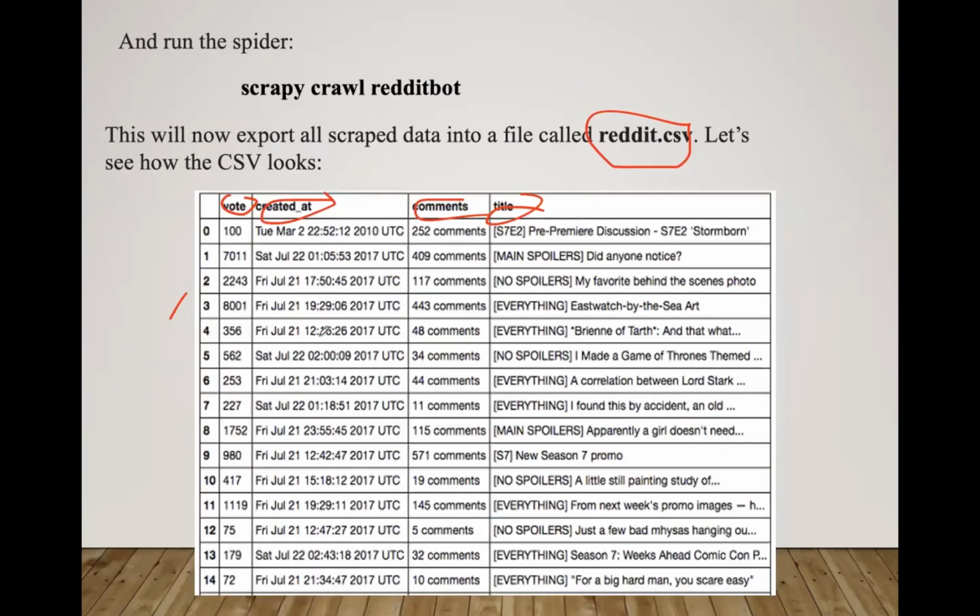So now you have successfully created a system that crawls web content from a link, extracts selective data from it, and saves it in a structured format. And the format which we used here is CSV.